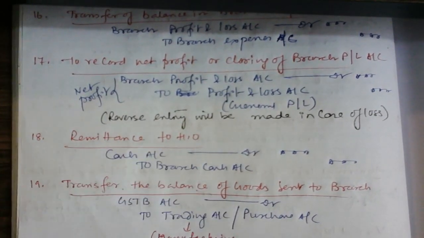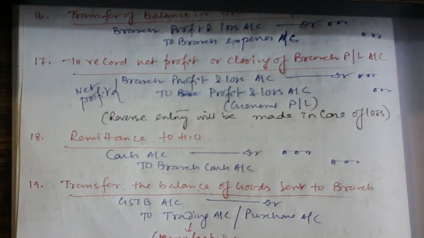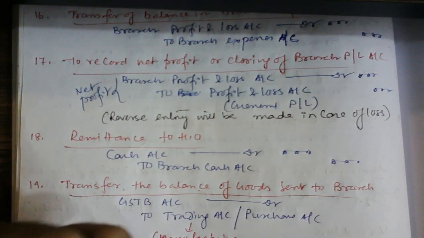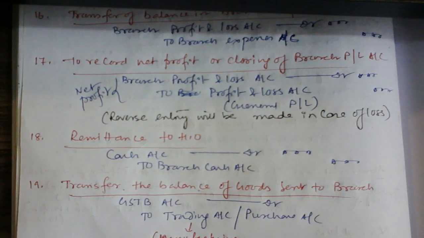Next, remittance to HO. Remittance to HO means, when goods have been sent by the HO to the branch, then the goods sold by the branch, the cash so received from the debtor or also the other cash that is collected from the debtor should have to be transferred to HO.